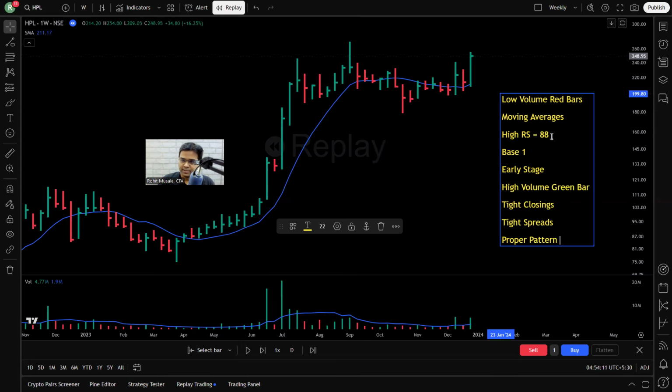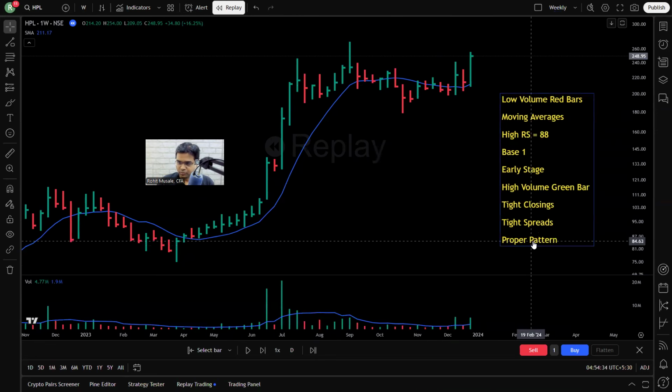So how many points in our favor? Roughly 1, 2, 3, 4, 5, 6, 7, 8, 9. See, both of these are the same. So almost 8 factors which look in our favor. Generally, inside the base, the volume remains low. See, the volume remains low. That is a sign of institutional accumulation. Okay.